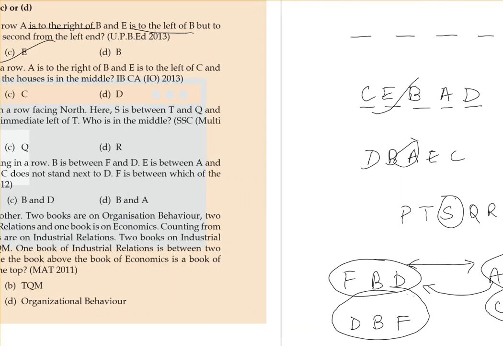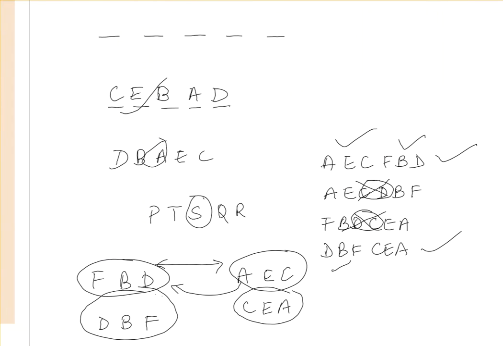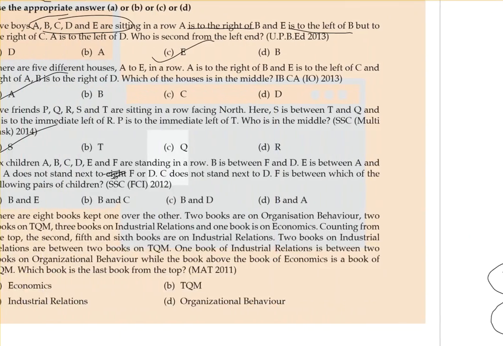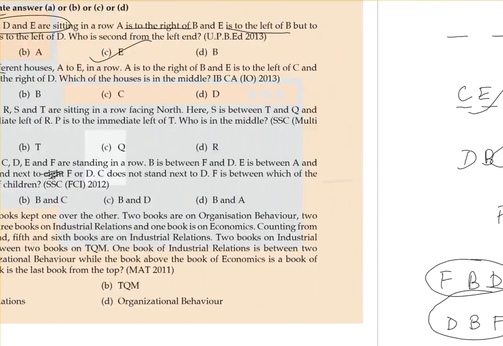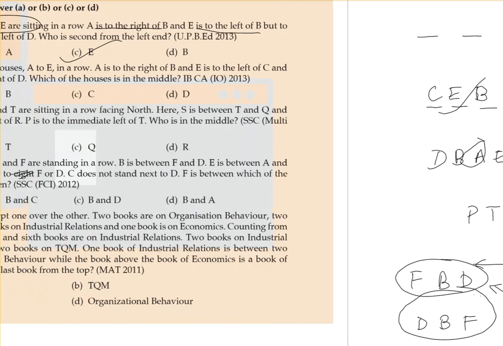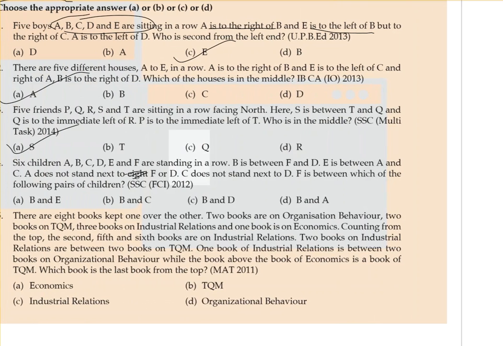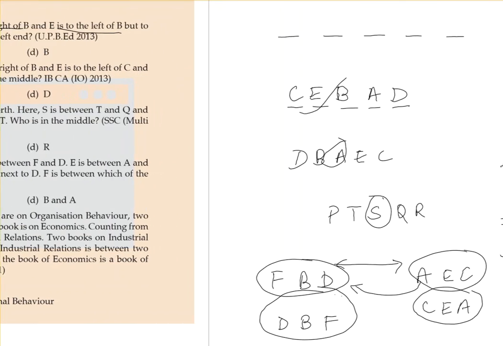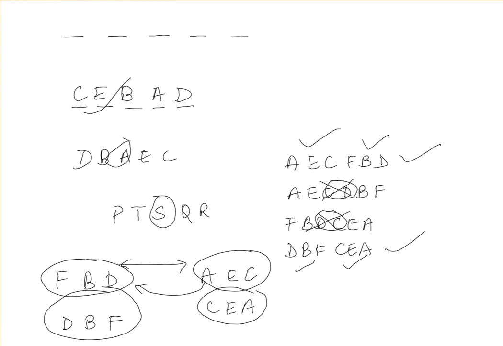E is between A and C. Perfect. A does not stand next to F or D. Thereafter, C does not stand next to D.